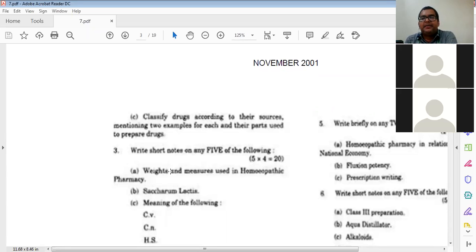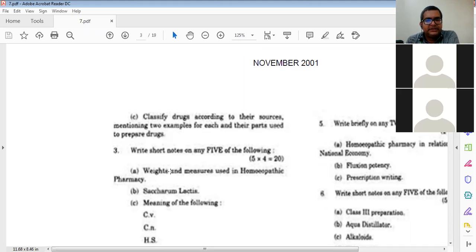Now, the second part is slightly difficult: two examples of each and their parts used to prepare the drug. Examples you can also write, but the parts used to prepare, that you have to remember. I told you also, two to three drugs, maximum five drugs you have to remember in each class, and their parts used. That is important.